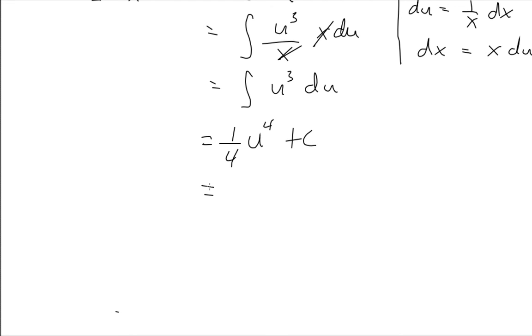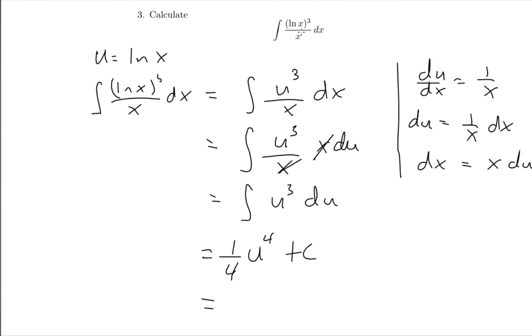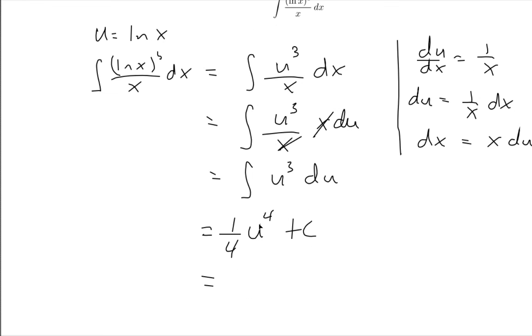Now, because the question asked us in terms of x, I can go back and replace all the u's with what they actually are in terms of x. So I'm going to replace the u's by ln x. At the end of the day, I get 1 over 4 (ln x) to the power of 4 plus this arbitrary constant, and this is the final answer.